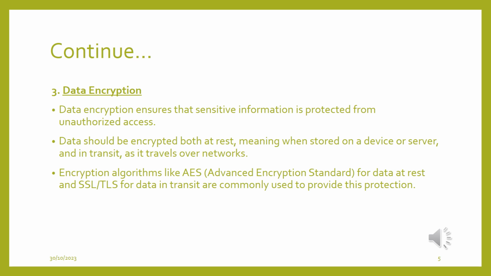The next one is data encryption. It is the main thing in security. Data encryption ensures that sensitive information is protected from unauthorized access. Data should be encrypted both at rest, meaning when stored on a device or server, and in transit, as it travels over the networks. Encryption algorithms like Advanced Encryption Standard for data at rest and SSL and TLS for data in transit are commonly used to provide this protection.